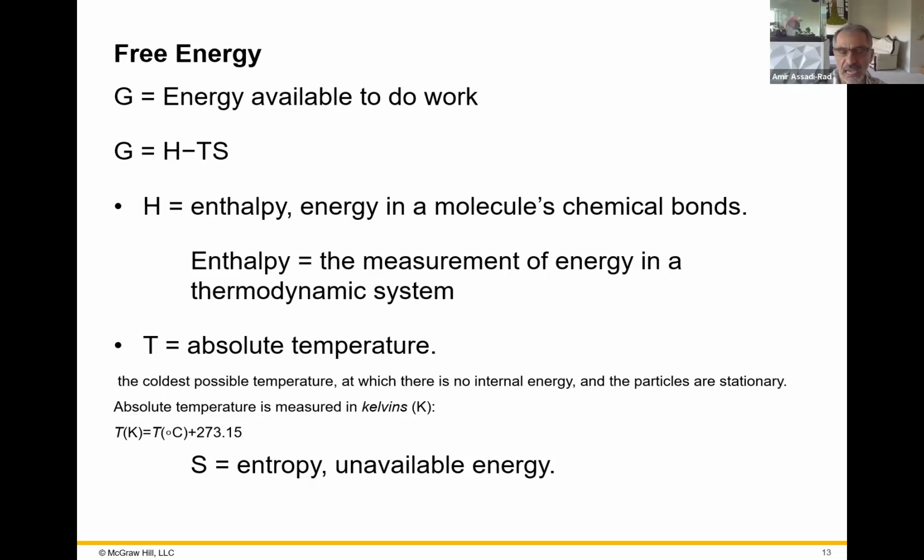H is enthalpy, energy in molecules, chemical bonds, like in the glucose molecule. Their carbons are attached to each other by covalent bonds. It takes more energy to break covalent bonds apart than hydrogen bonds, right? They're more stable. But anyhow, enthalpy is the measurement of energy in a thermodynamic system. T is absolute temperature, the Kelvin. You studied that in physics, chemistry. T is in Kelvin, absolute zero.